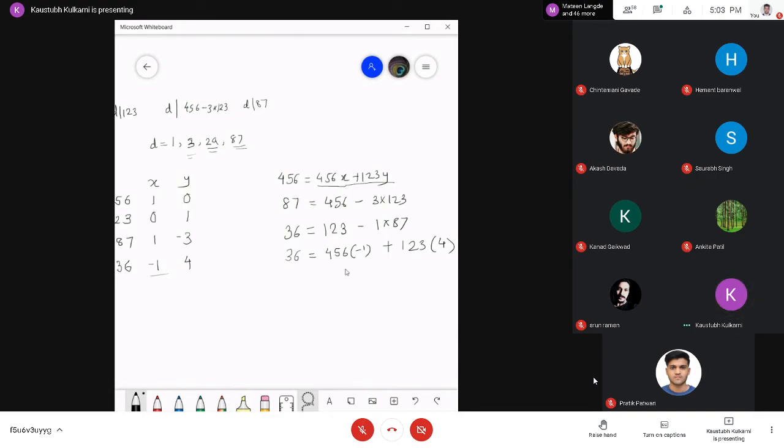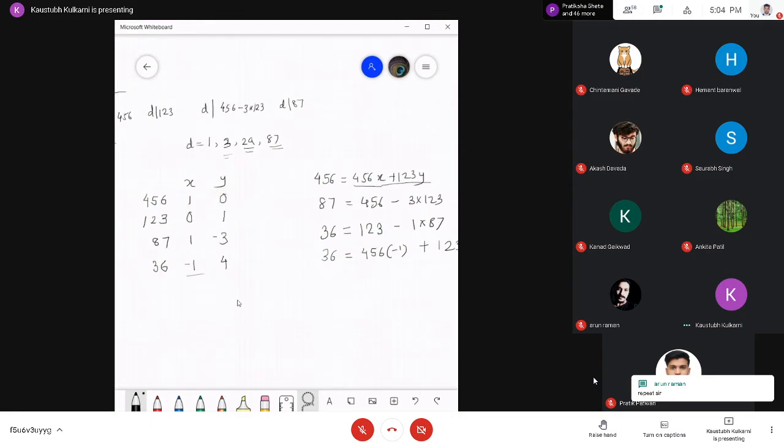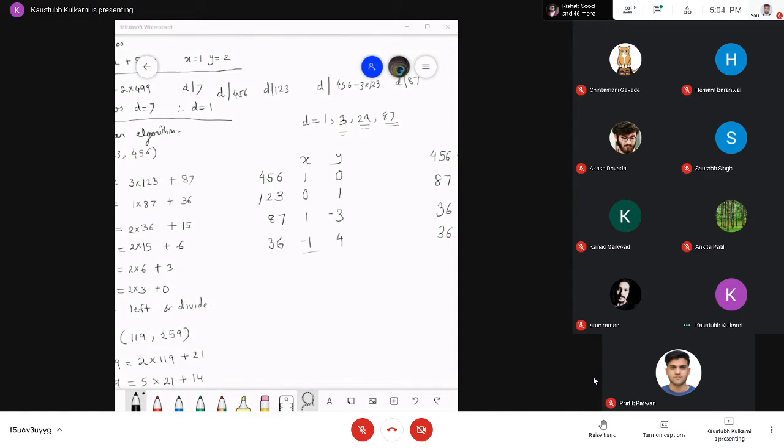Okay. Everything clear or any doubt in this calculation? This is a slightly confusing part. You can have doubts here. Then we'll go to the next. Can you repeat it? Okay, I'll repeat it.